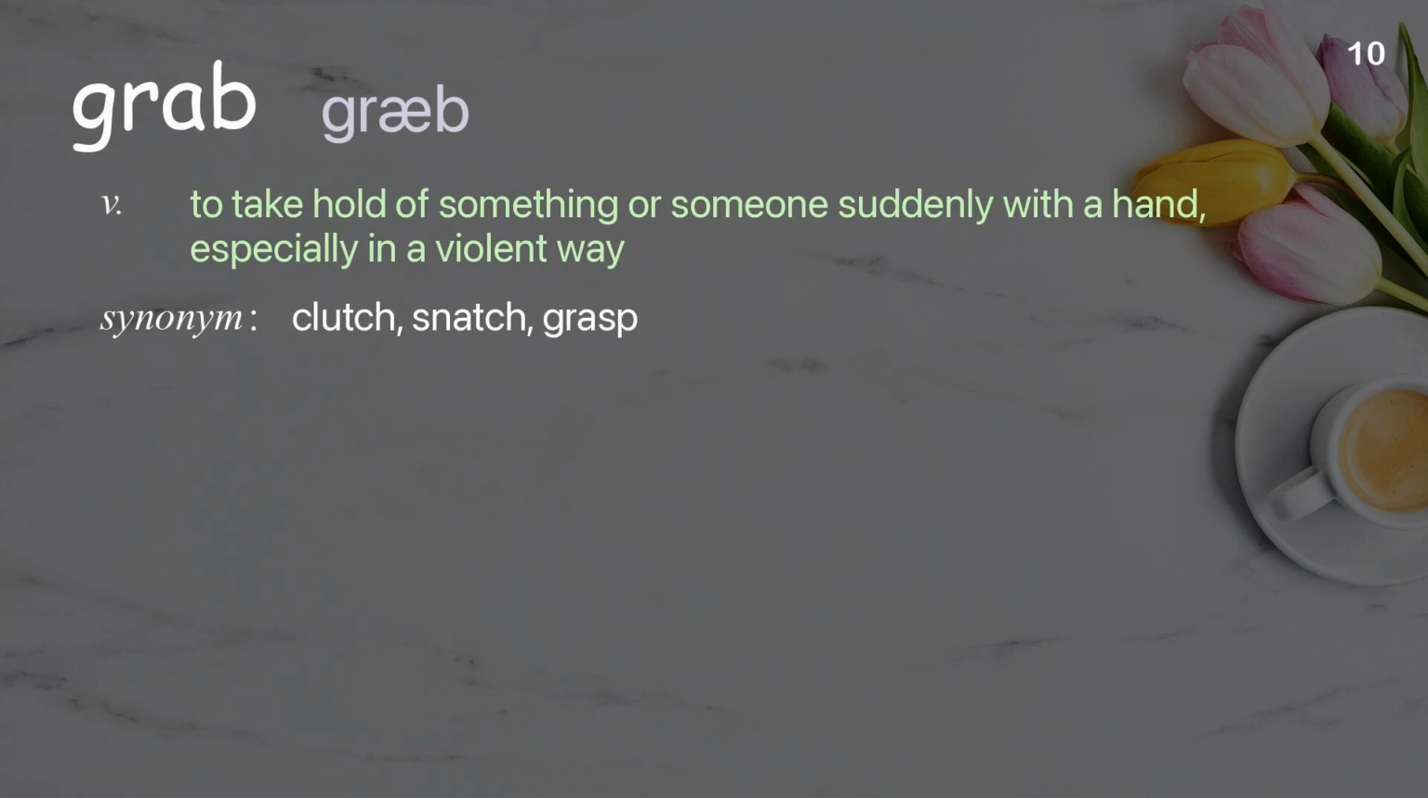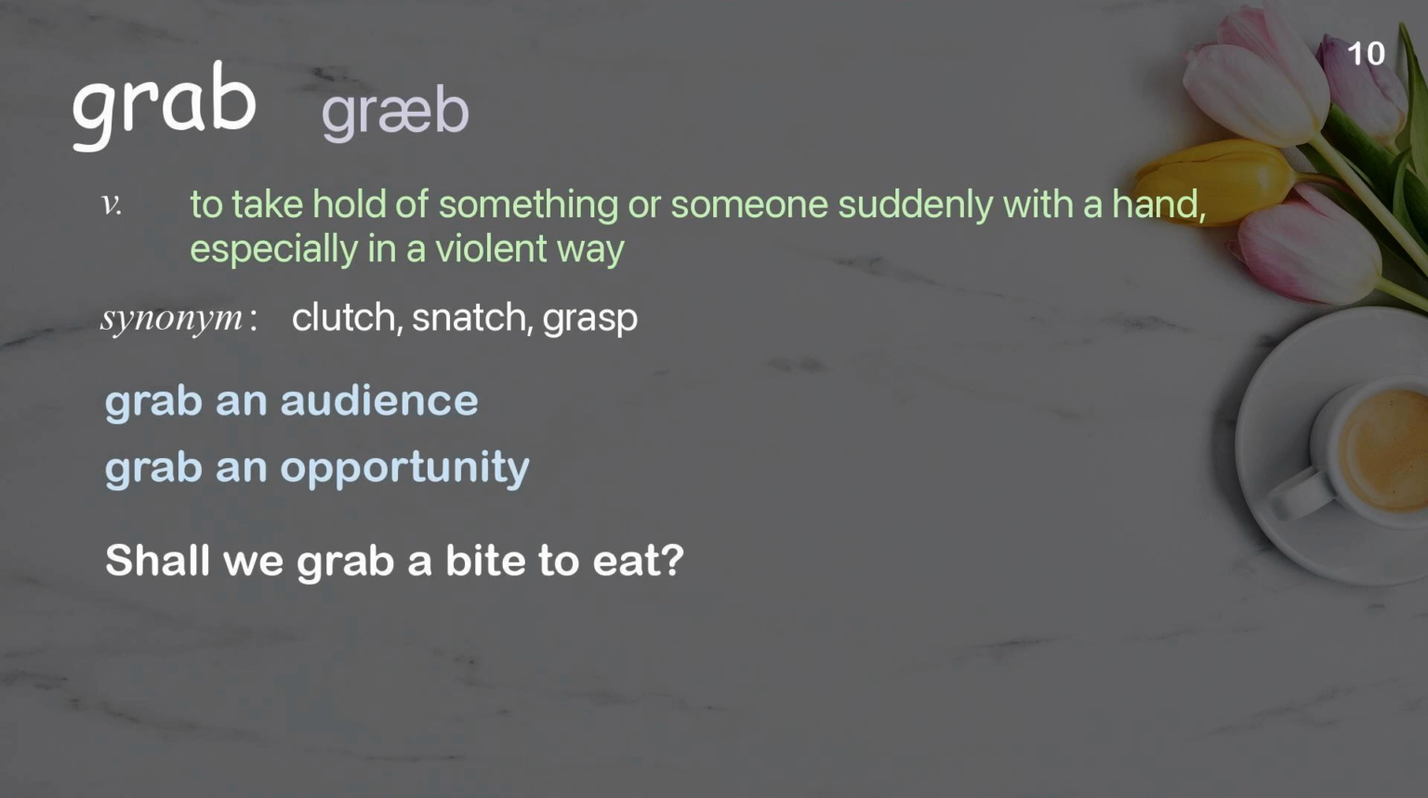Grab. To take hold of something or someone suddenly with a hand, especially in a violent way. Examples: Grab an audience, grab an opportunity. Shall we grab a bite to eat?